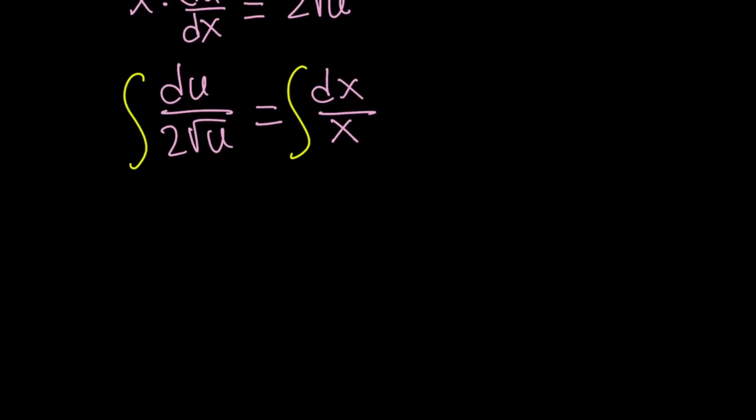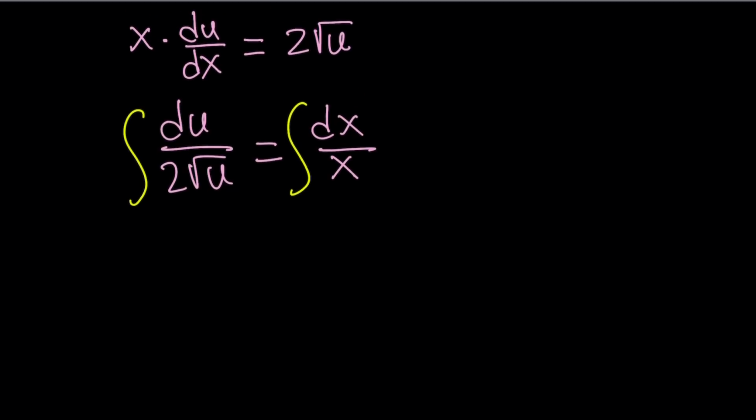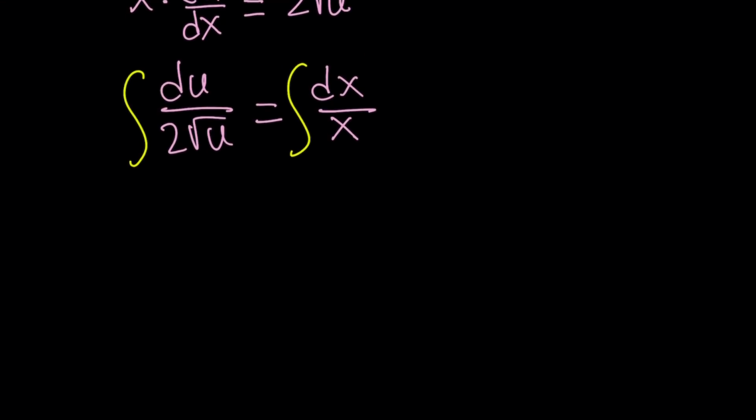So now what is the integral of 1 over x? It's ln. What about the integral of 1 over 2 times the square root of u? And that is equal to the square root of u. Now if you don't see that right away, you could do the following. So an alternative, you could write this as 1/2 times u to the power negative 1/2 du, because 1 over square root of u can be written this way.